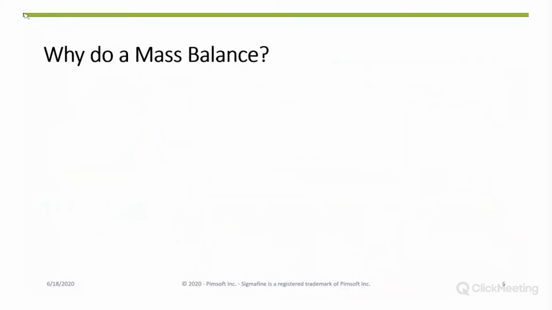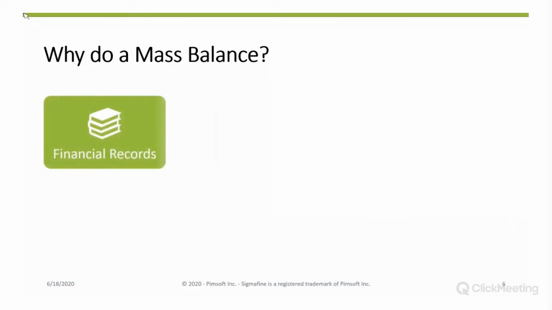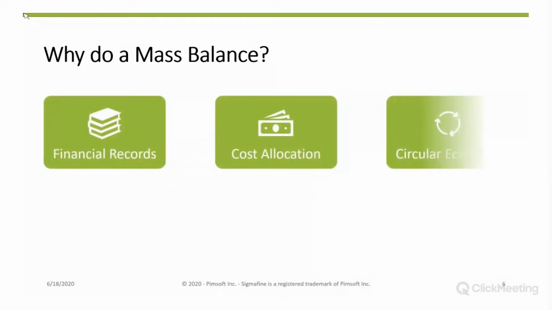Let's see. Why do we do a mass balance? Like I said, I think there are three things I'm going to talk about today. One is getting your data fit and ready for your financial records. One is to help engineers to identify and to track progress based on a cost allocation. And the other one is getting ready for the circular economy, which is knocking on the doorstep of fertilizer.